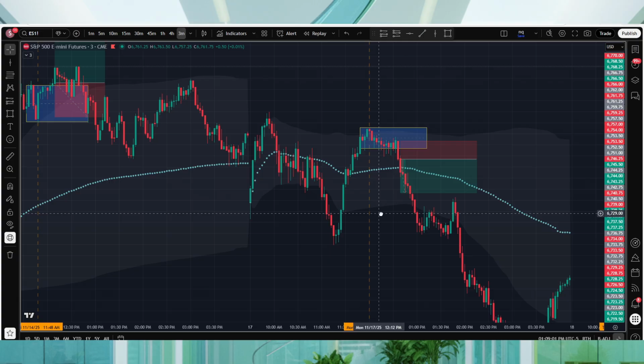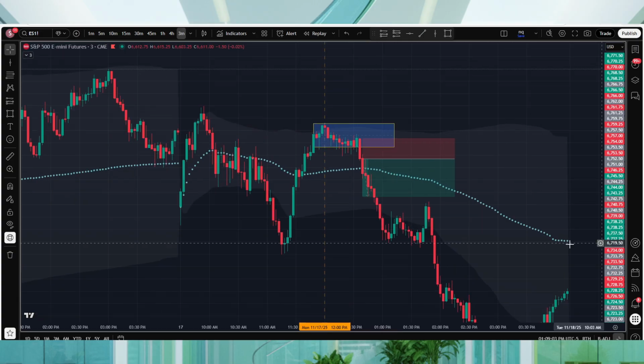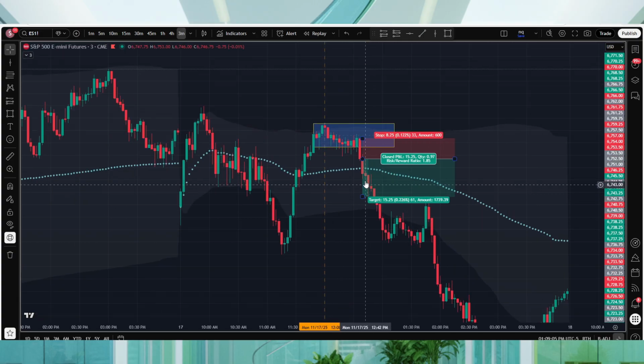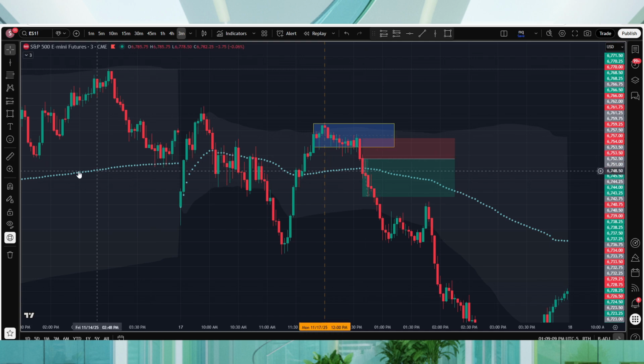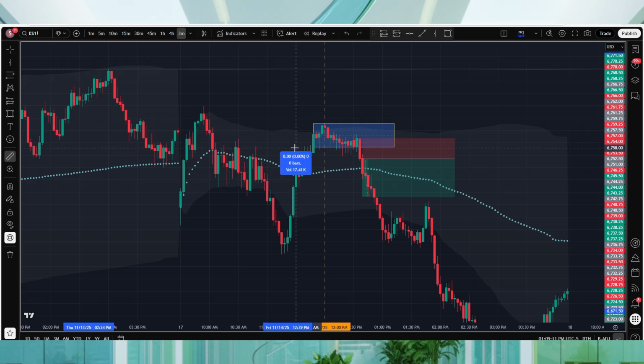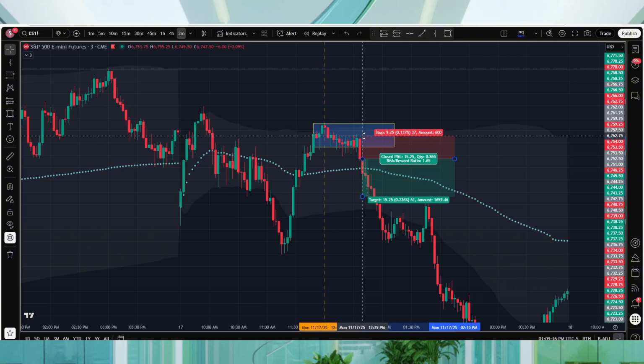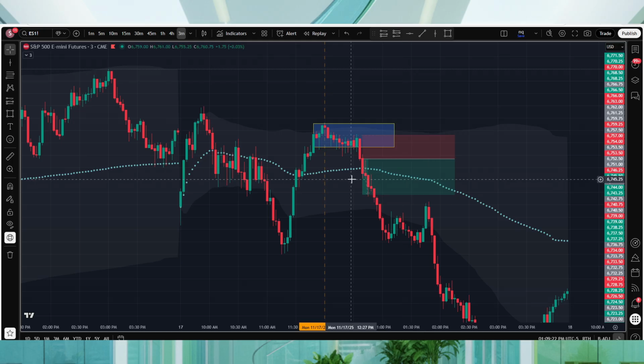But entries prior to 1 p.m. I'm comfortable with taking. All right, so our first breakdown here is right there. So we'll just take this one. It's about a 10-point stop here. All right, 14.5. We'll say 15.